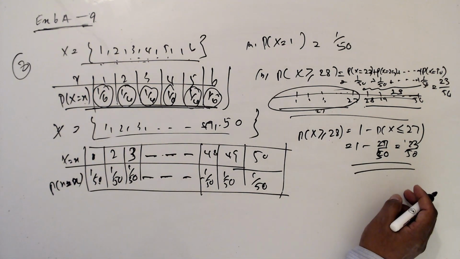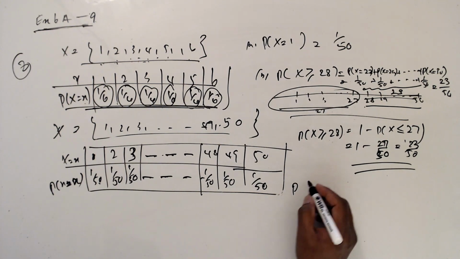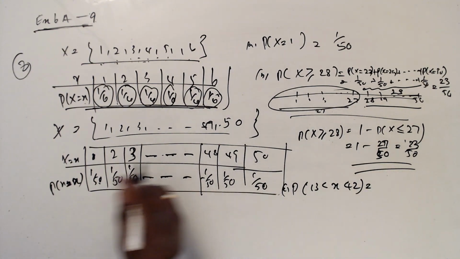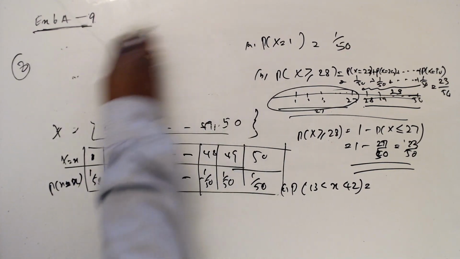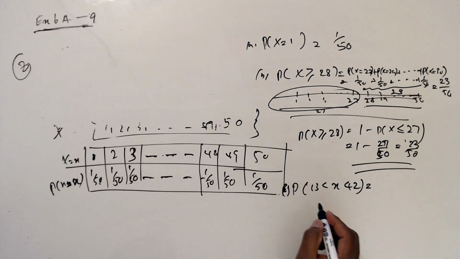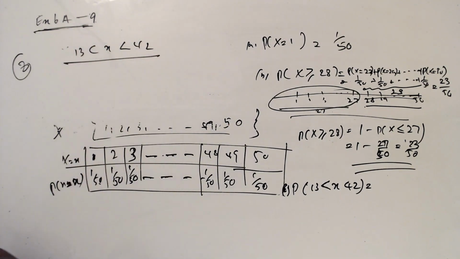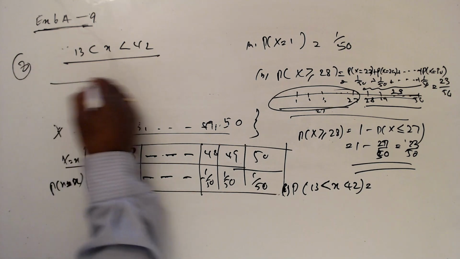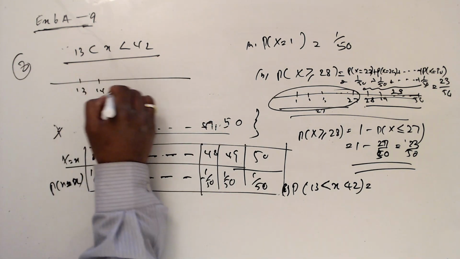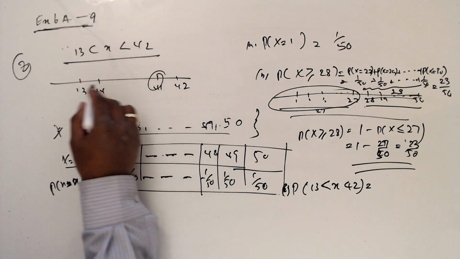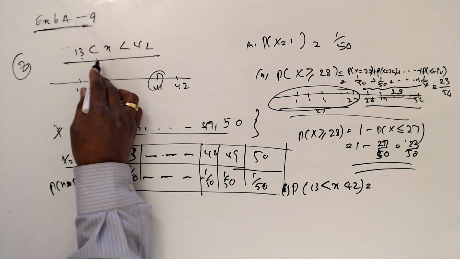That is also possible. So question number C, probability of 13 less than X less than 42. Now this is an 11 plus question, because the problem is not a probability problem or an A level issue. Now this is 13 less than X less than 42. How many numbers in between? When we consider the number line 13, 14, up to 41 and 42, less than 42 we need 41, greater than 13 without 13 which is 14.